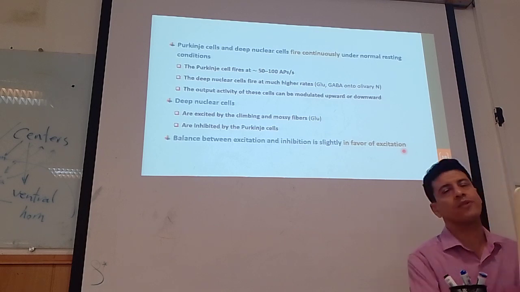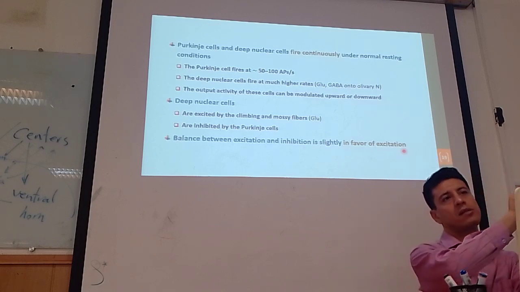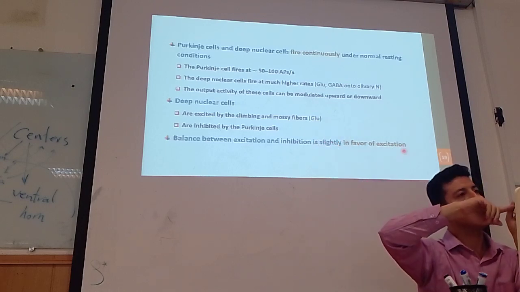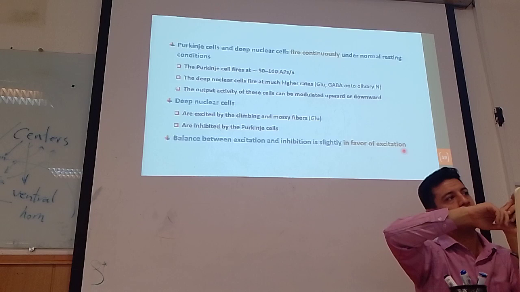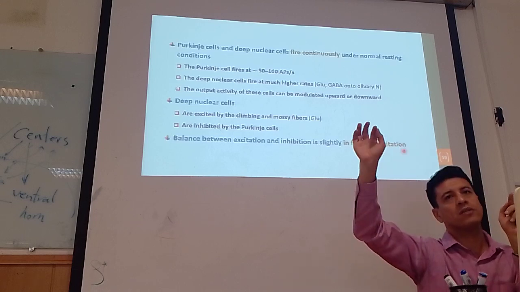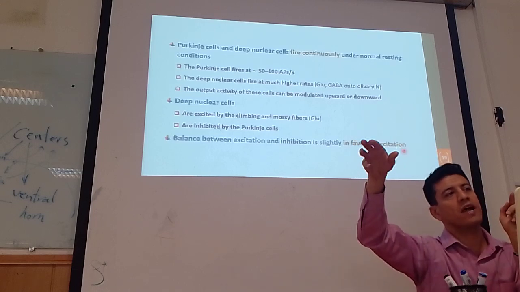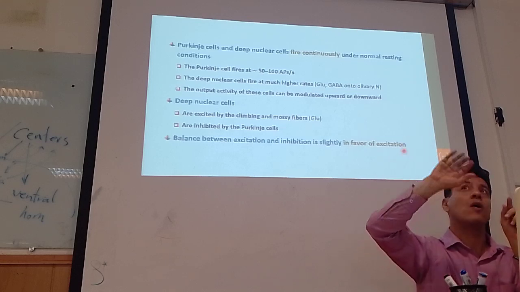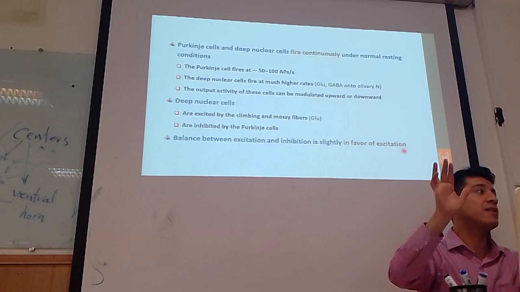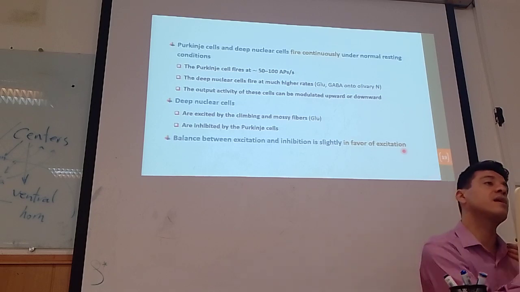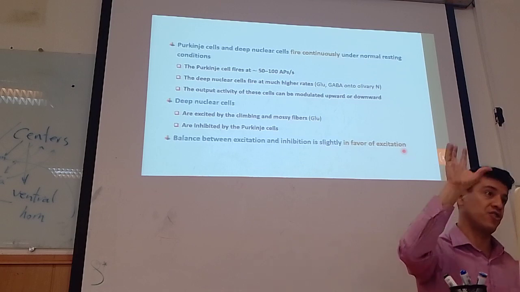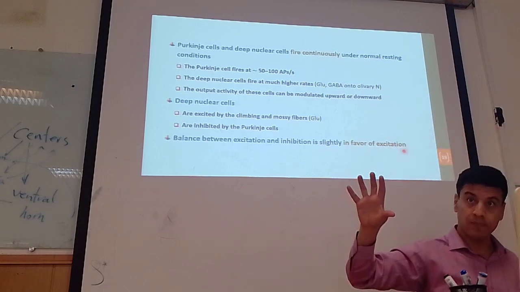Remember the outputs? From the fastigial nucleus to the reticular formation. From the interposed nucleus to, for example, the reticular formation, the rubrospinal tract, also, right? The reticulospinal tract. So, all of these centers are activated in the resting state by the cerebellum. So the cerebellum has an activating action on the motor centers. Right?